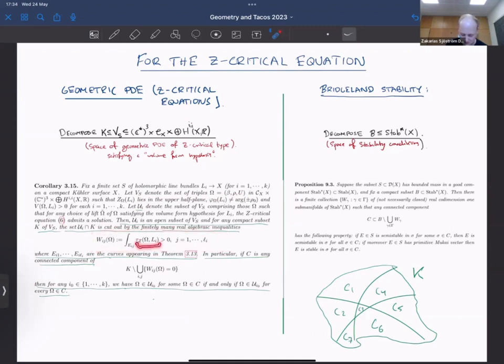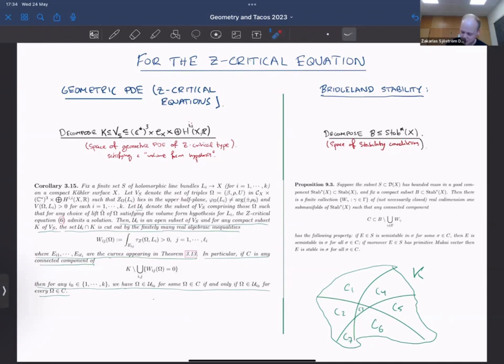where this tau Z is again some suitable 1-1 form. I don't write down what it is. And this finite number of conditions is then indexed by a finite number of curves, which are precisely the ones coming from the main theorem through Zariski decomposition.